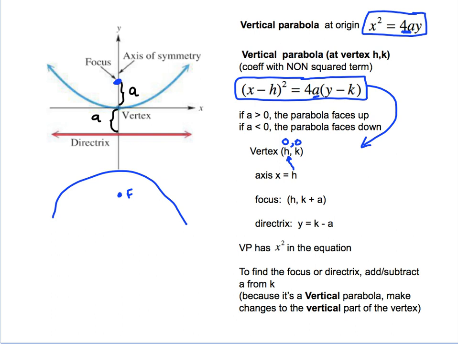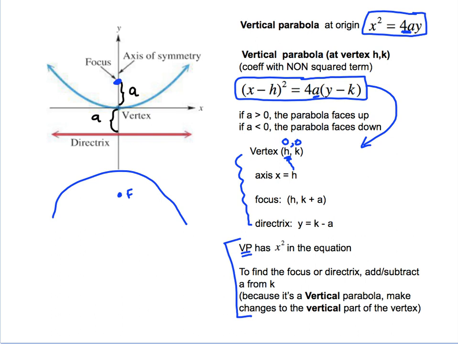It is h, which is that same h right there, comma k plus a. The directrix is this line that is outside of the parabola. In this case, it's a horizontal line, and the directrix is found by y equals k minus a. I know this sounds real confusing, but once we look at some examples, you should be okay. Two things to remember that might help you out. Once you look at the equation and you see there's x squared, you know it is a vertical parabola.